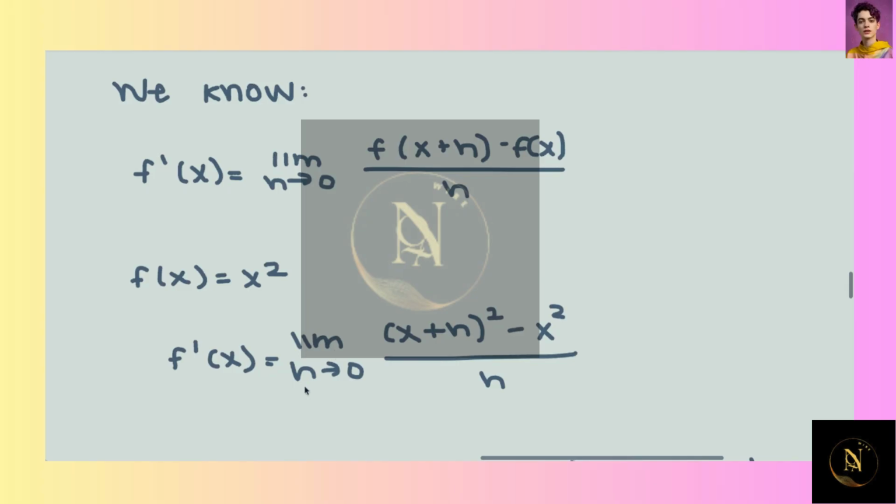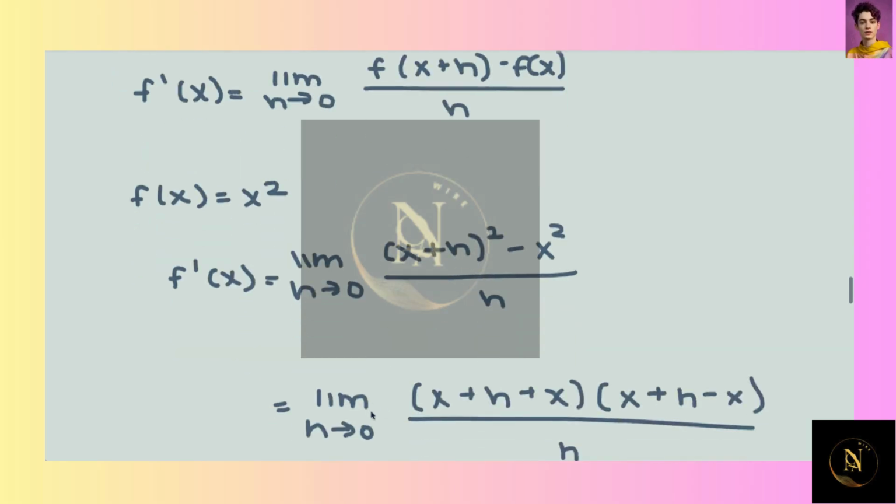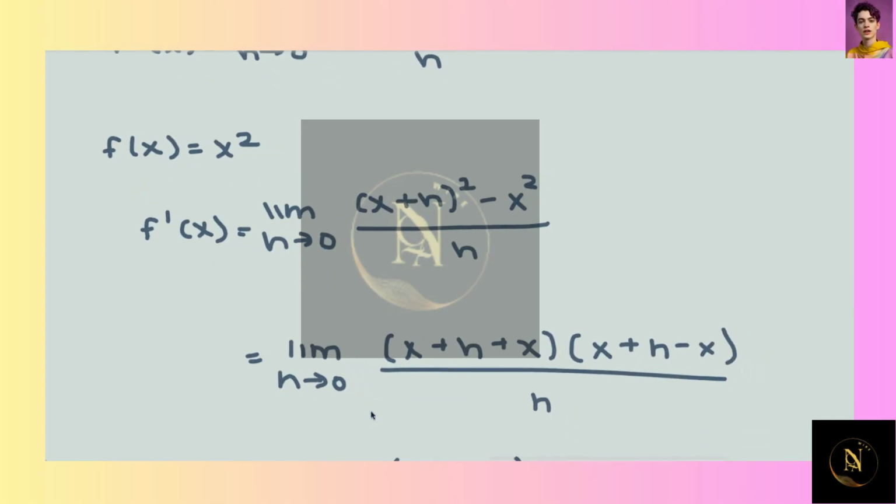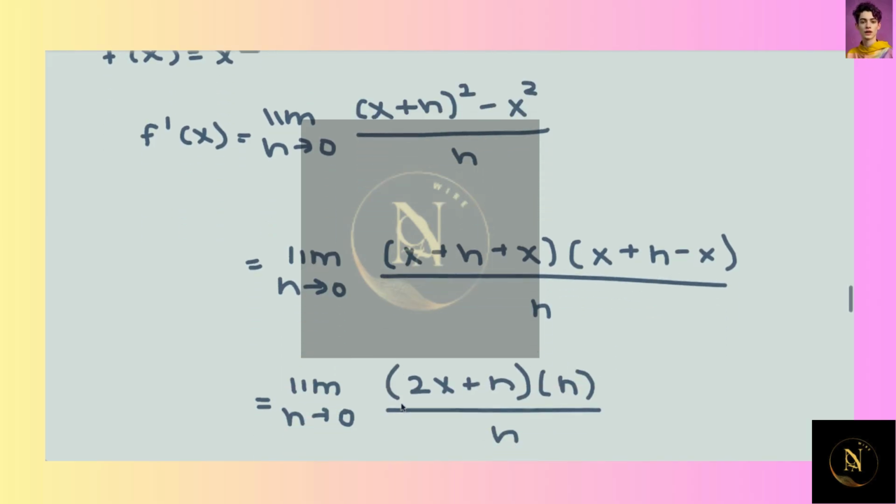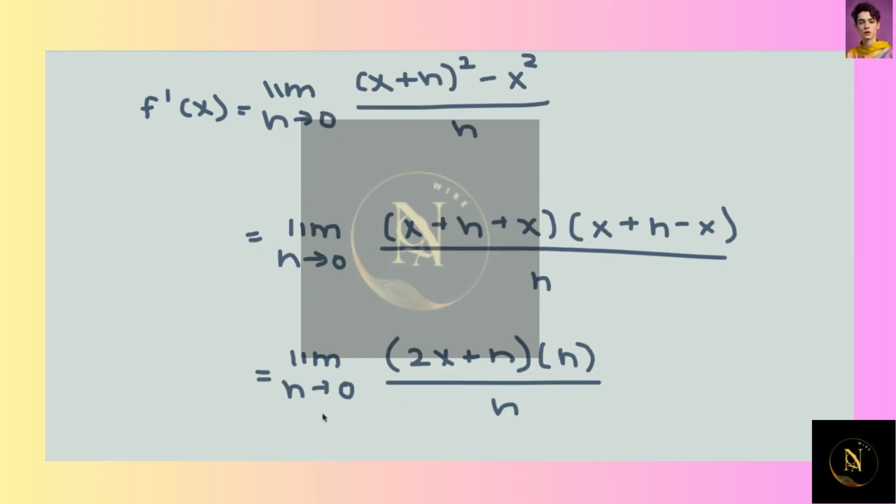We're going to get the limit as h approaches 0 of (x plus h) squared minus x squared all over h. And now I can simplify this a little bit, knowing that I have a quadratic function. I'm going to get the limit as h approaches 0 of (x plus h plus x) times (x plus h minus x) all over h. So we can simplify this to let our h's cancel. We're going to get the limit as h approaches 0 of (2x plus h) times h all over h.